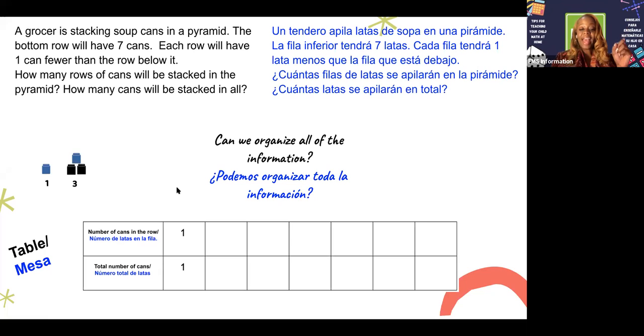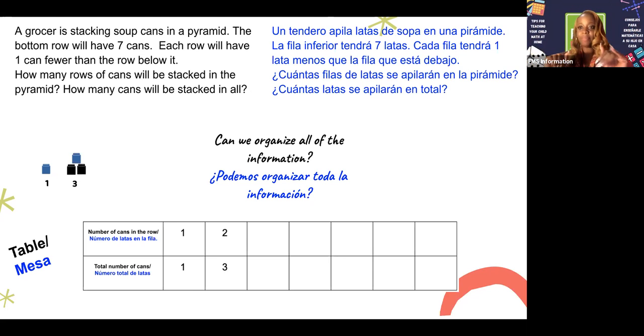Now, if I had 2 rows, how many cans will be? You guys should say 3, right? 2 rows would give me 3 cans, right? So I'm organizing the table. What would happen if I gave you the third image, right? So there are 3 rows. How many cans do you think will there be in the 3 rows?